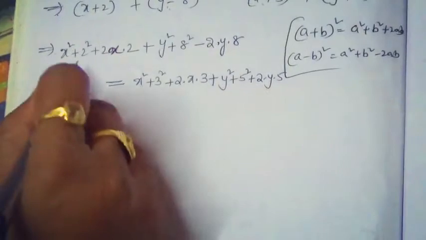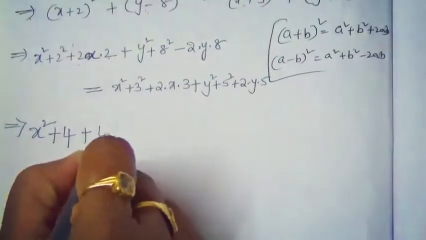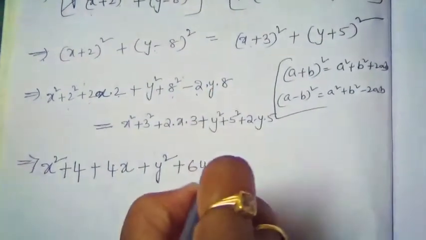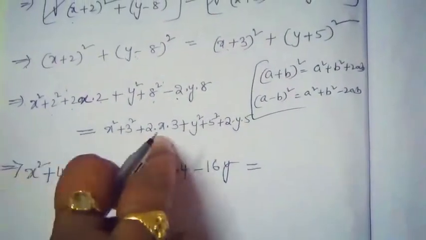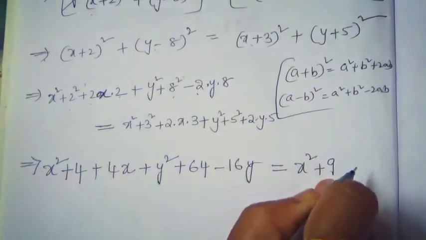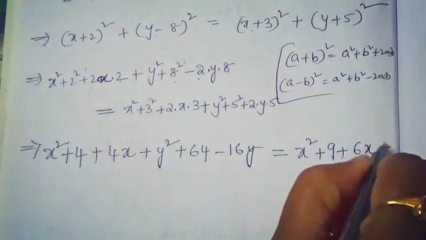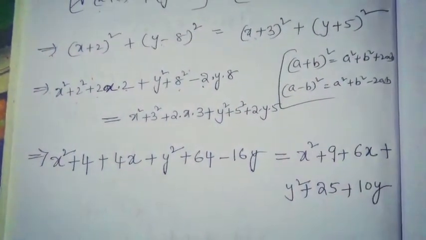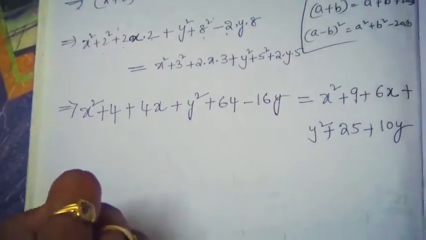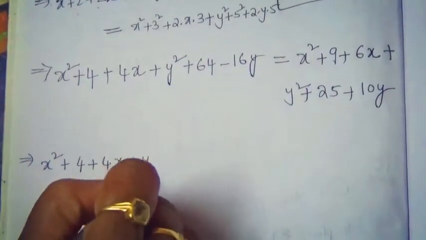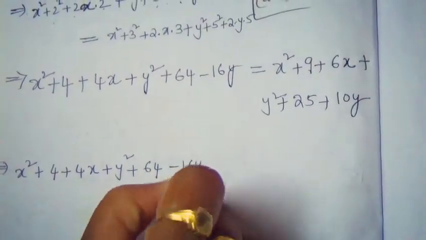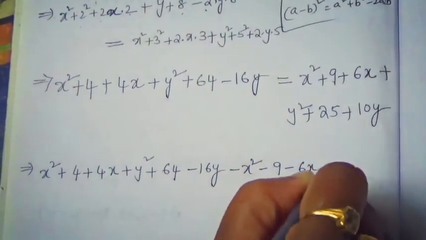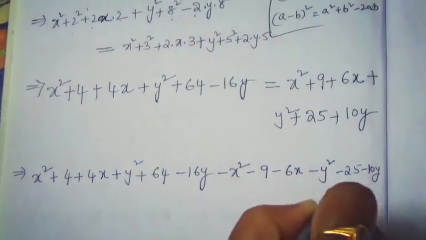That implies x square plus 2 square means 4 plus 2 2's 4x. Here plus y square plus 8 square means 64 minus 16y. That is equal to this one, x square plus 9, 3 square means 9 plus 2 3's 6x plus y square plus 5 square means 25 plus 2 5's 10y. Just bring this all into one side. That is x square plus 4 plus 4x plus y square plus 64 minus 16y. The signs will be changed to the other side, right? Minus x square minus 9 minus 6x minus y square minus 25 minus 10y is equal to 0.